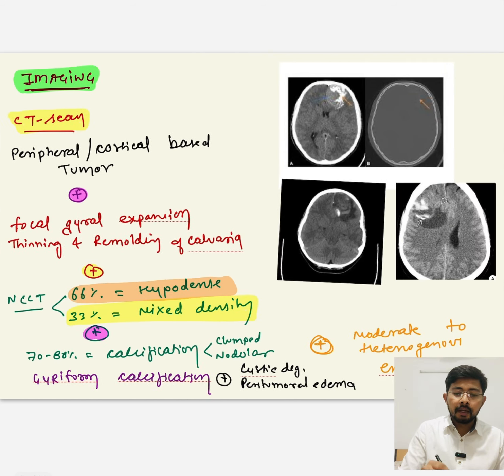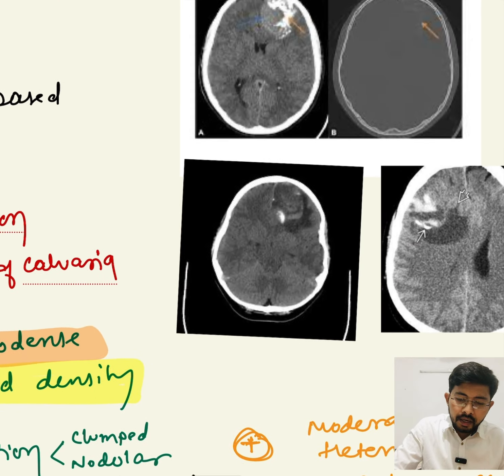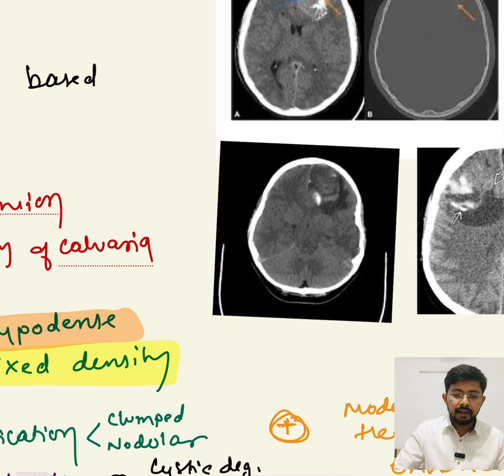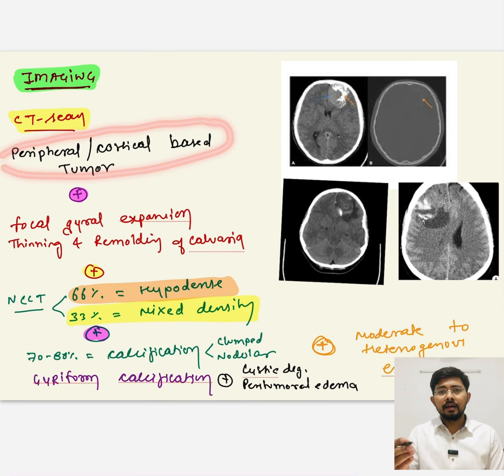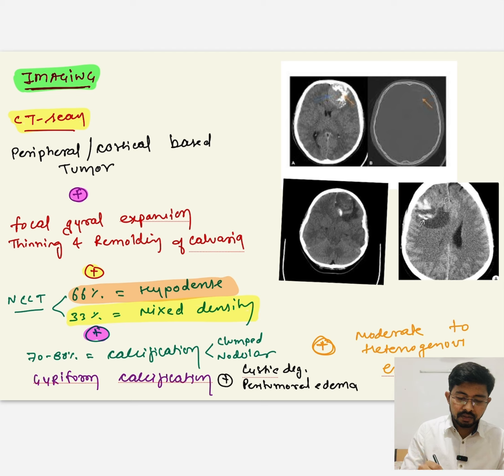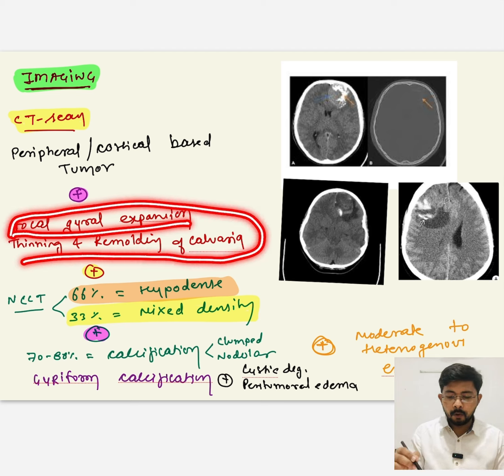Imaging per se, the CT scan. Here we can see a CT scan. There are ill-defined margins with focal or nodular areas of calcification, which is just touching the pial surface and leads to expansion of the calvaria. This is a peripheral cortical-based tumor, most commonly occurring at the gray-white matter junction. Focal gyral expansion and thinning and remodeling of the calvaria is common.